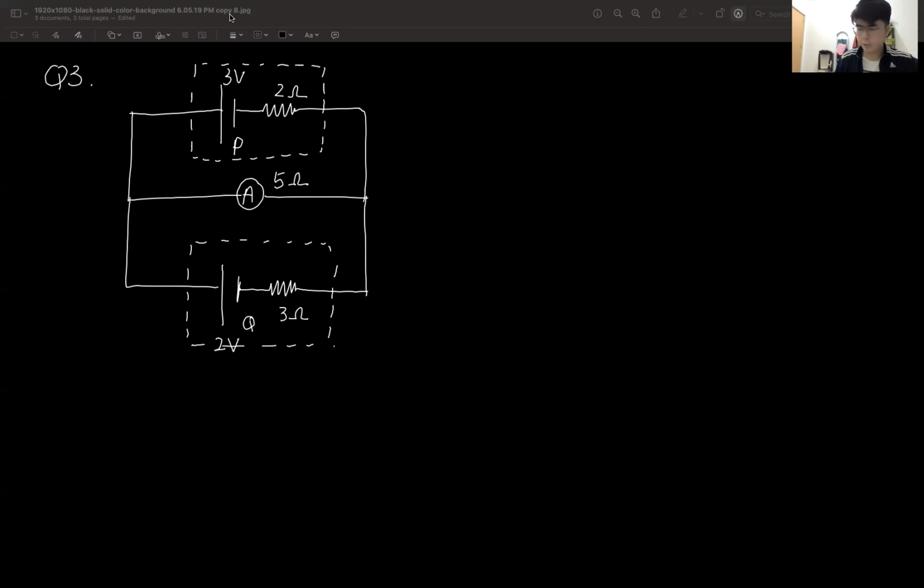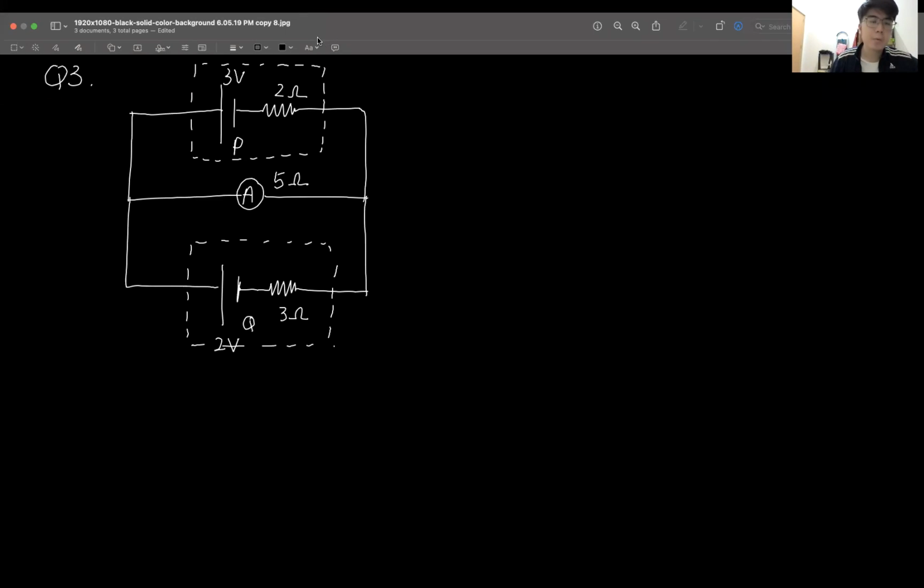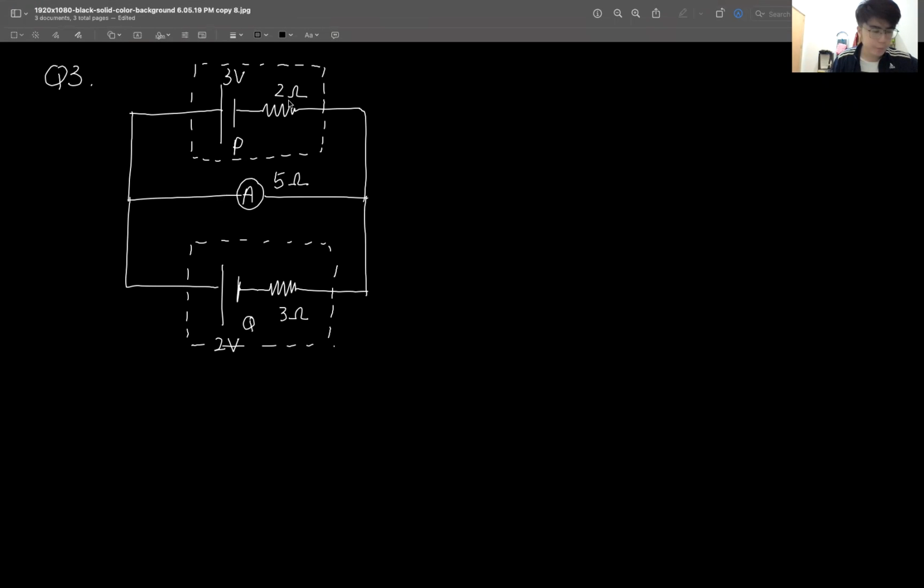For question 3, you can write your circuit like this. I will show you question 3. If you cannot do it, you can look here. If you can do it, you can just proceed with your question. Question 3, we expand the battery and draw in the internal resistor. The ammeter also has a resistance, 5 ohm.